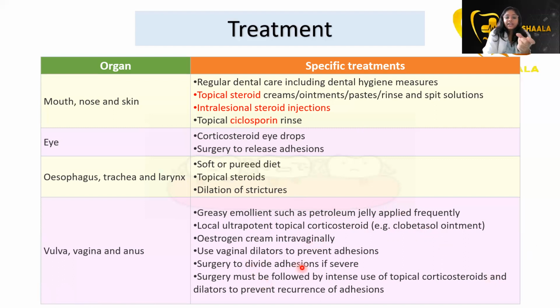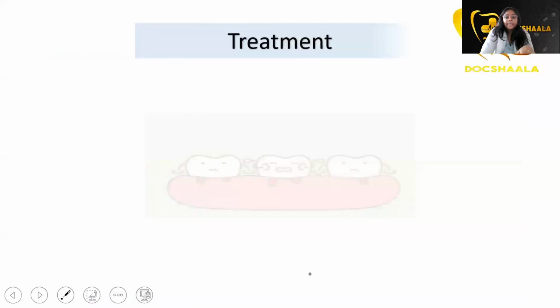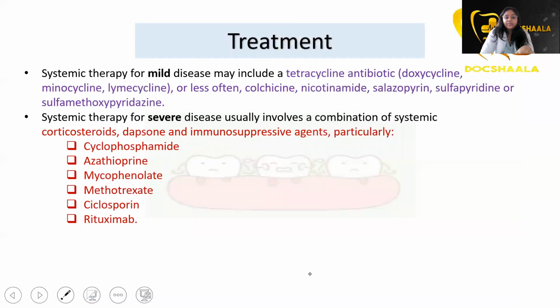We can use vaginal dilators. Surgery can also be done to release the adhesions, same as that. It might follow that after surgery, we can use some corticosteroid ointments and dilators to prevent recurrence. Okay. Then coming to the systemic therapy. So this is how we treat the lesions symptomatically.